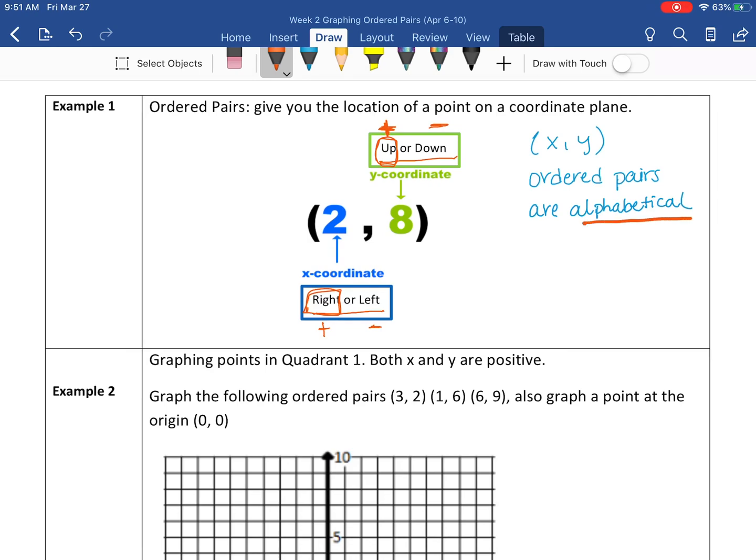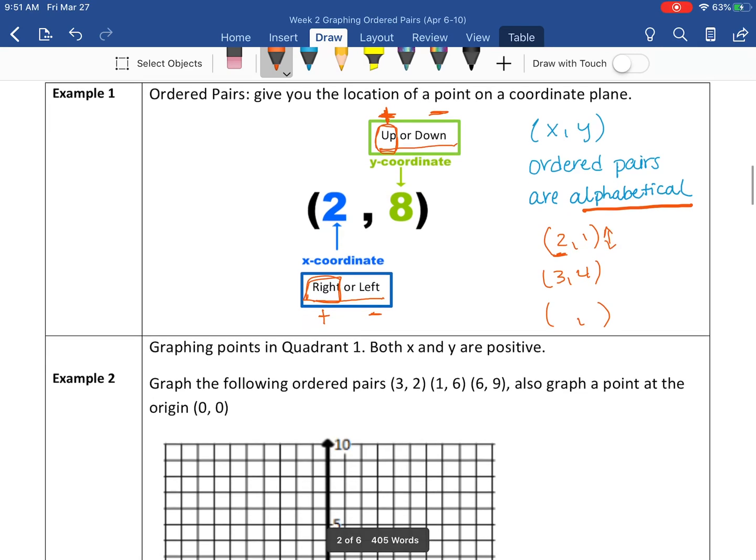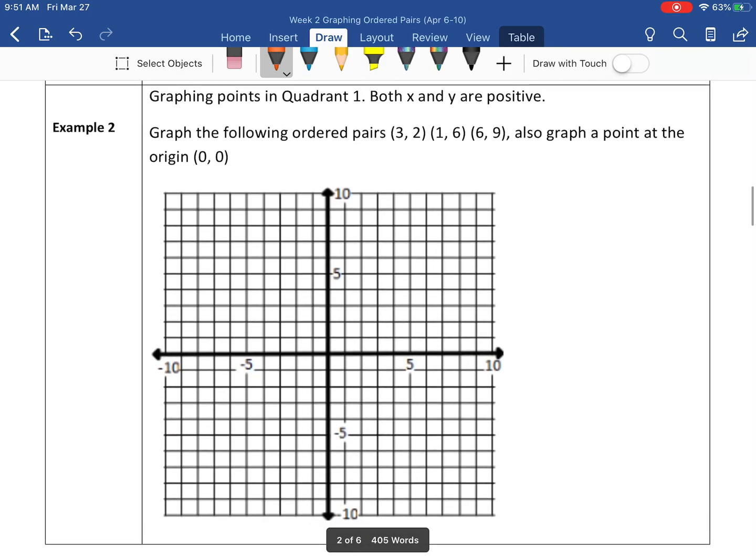Also notice that our ordered pairs are alphabetical. So anytime you see an ordered pair, like 2, 1 or 3, 4, feel free to make up your own ordered pair. It's always x and then y. So you always go right or left and then up or down. Okay. Let's practice a couple.